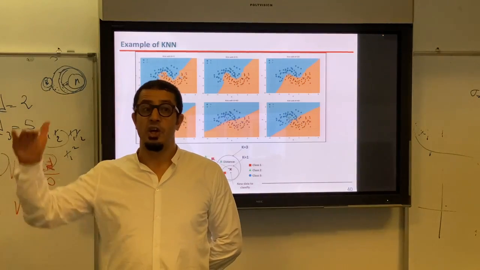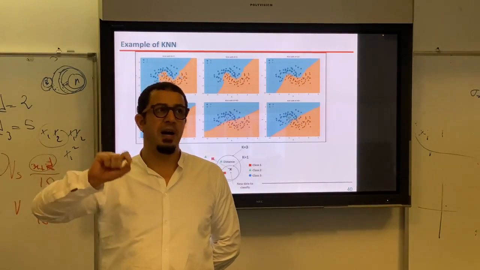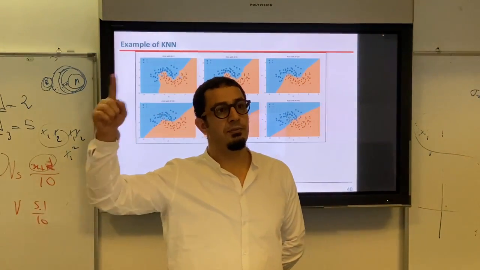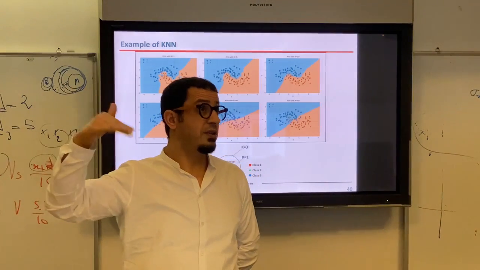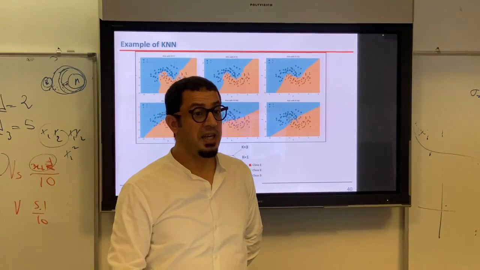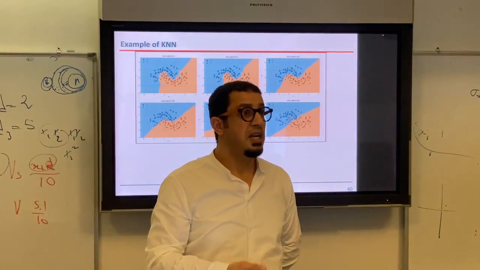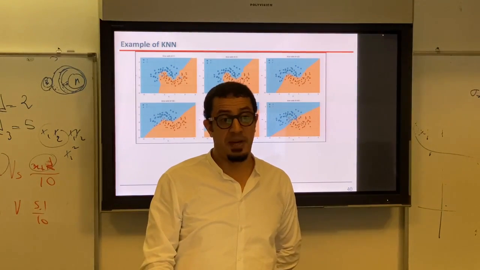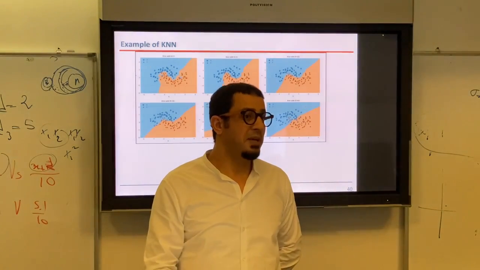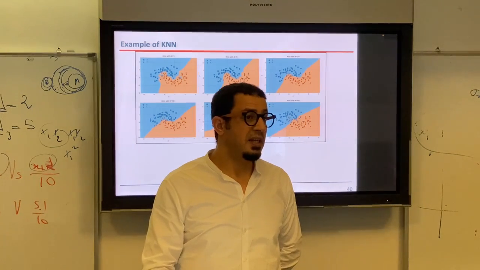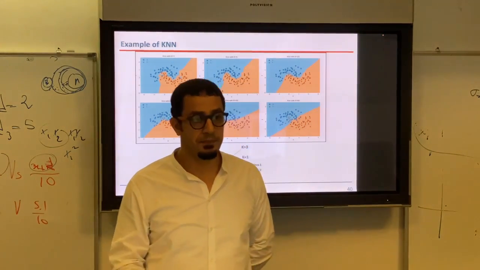Another observation. What is the observation about the boundary curve? It's getting smoother, smooth and smoother, right? So here, and if I increase it, it becomes like a line. Get the idea? So if your data is well separated, you can increase the K. But if the data is not well separated, try to take the average of them, okay?